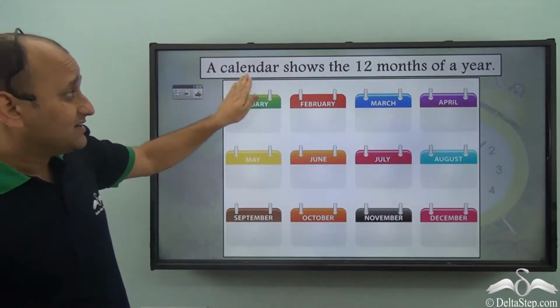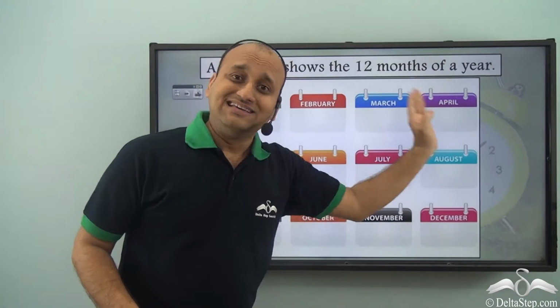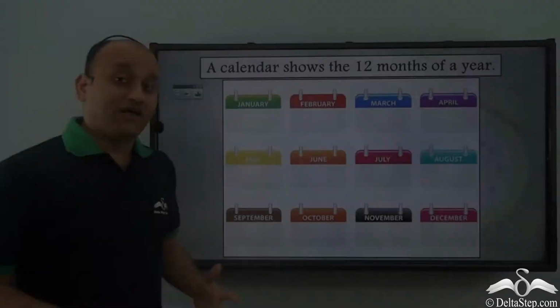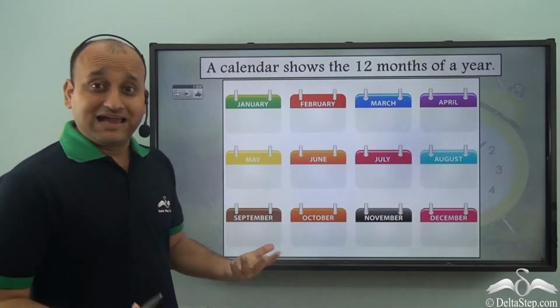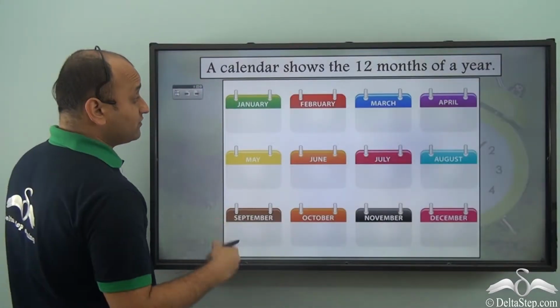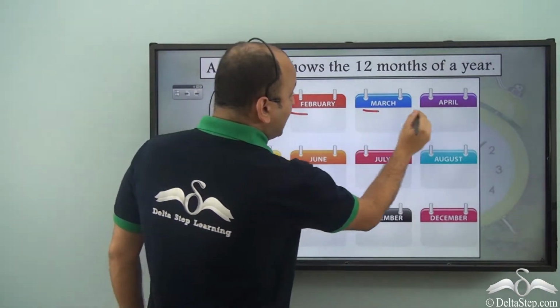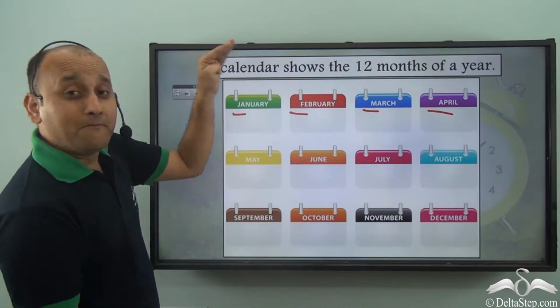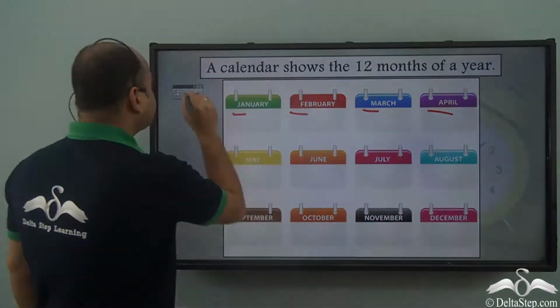Now a calendar shows the 12 months of a year. So how do you know which month it is and what date it is? Well, for all of this you can refer a calendar. So in a calendar you will find January, February, March, April, all these sections where you will have dates according to months of the year.